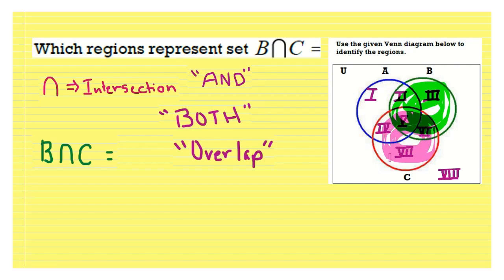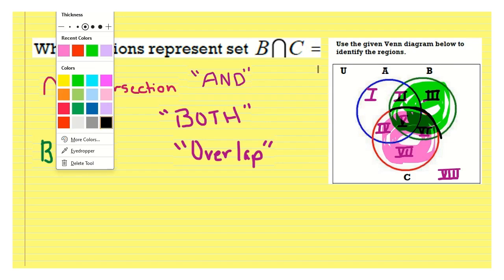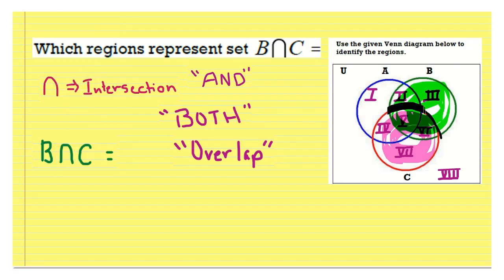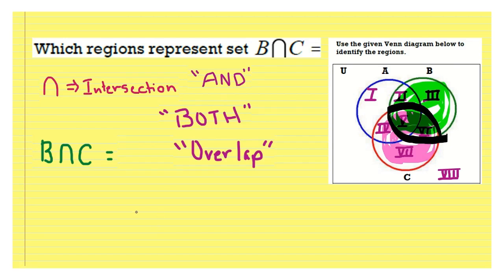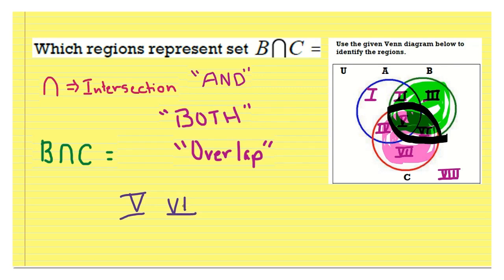So the thing is, though, that our intersection is where they come together. So the intersection is where they are. Maybe use a different marker here. There we go. Okay, so the intersection is in this little piece right here. That little section is going to be the overlap of B and C. So it's going to be region 5 and region 6. So that would be the answer.